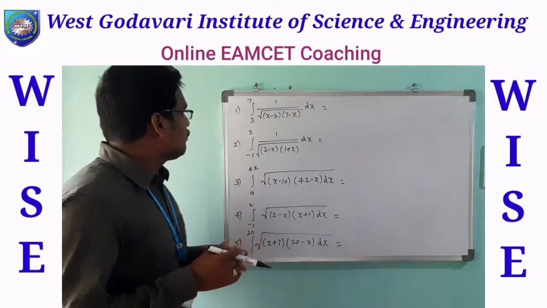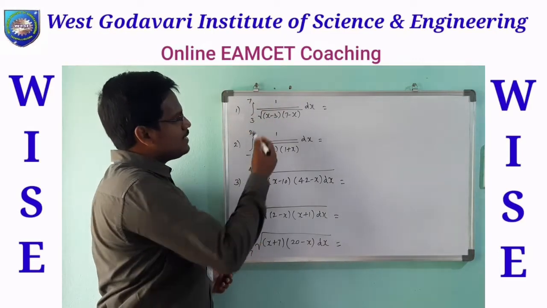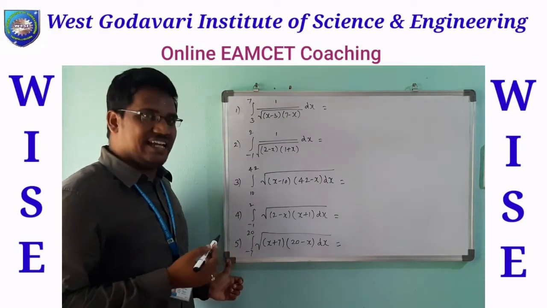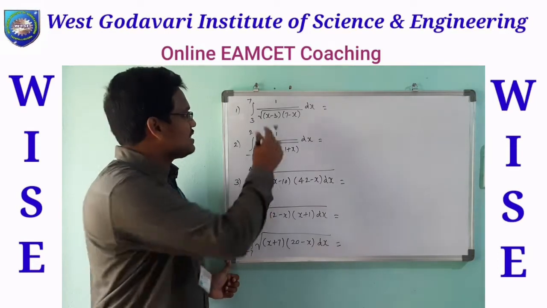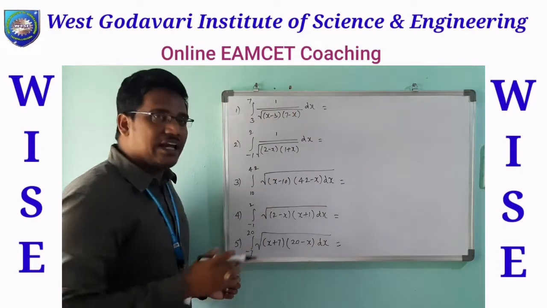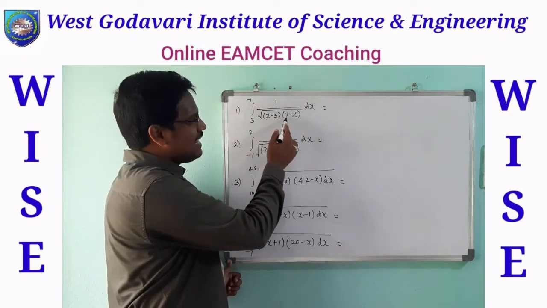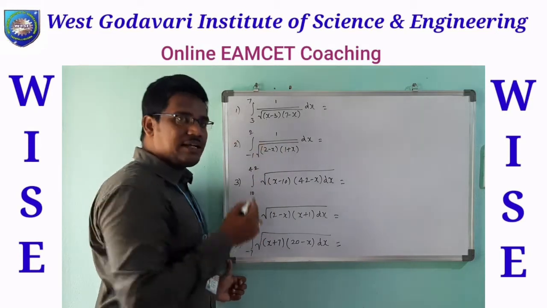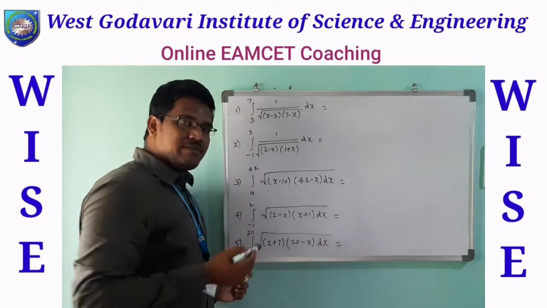Now see the first problem. Integral 3 to 7 1 by square root of x minus 3 into 7 minus x dx. So here it is the definite integral, and this form is suitable for our shortcut method 1. Here it is x minus a and here it is b minus x, and the lower limit is 3 and the upper limit is 7. That means a becomes 3 and b becomes 7.